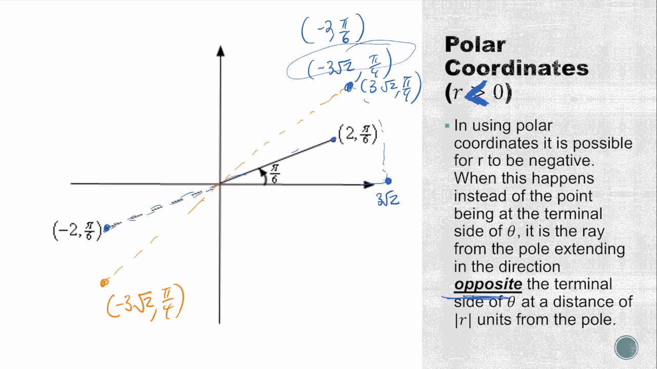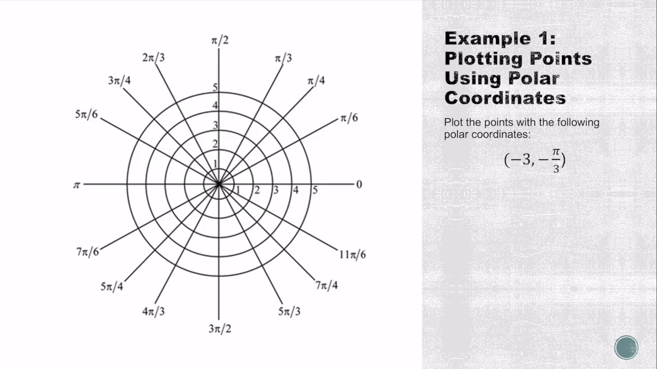So let's try graphing one of these. If I want to plot negative 3, negative pi over 3, I go to positive 3, I go to negative pi over 3, and then I go in the opposite direction. So this would be the point negative 3, negative pi over 3. Remember, though, it could have another representation, and that would be positive 3, 2 pi over 3.